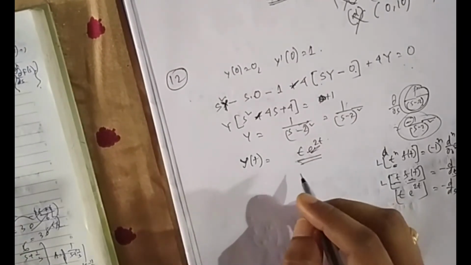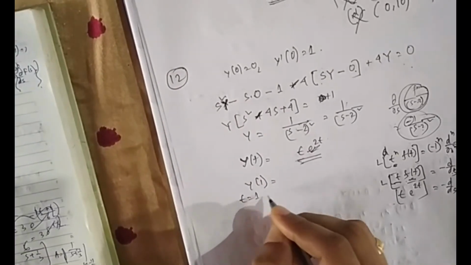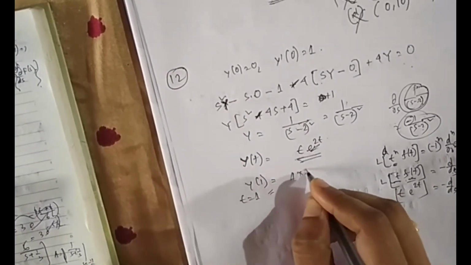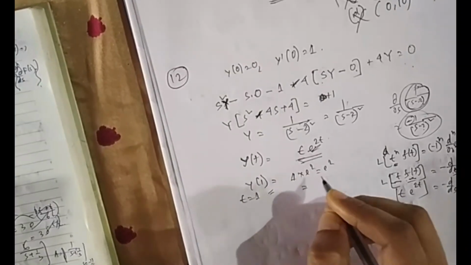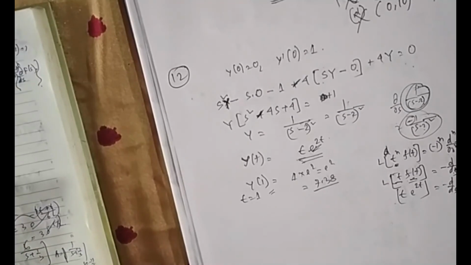So I think they have asked you to find y(1). y(1) means when t equals 1, what is the value of y? If you put t equal to 1, it is 1 into e to the power 2. So e to the power 2, if you put e value as 2.71, around this, you will get 7.38. So you will get it.